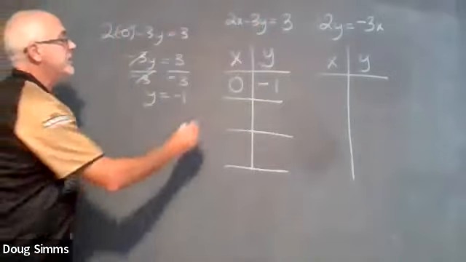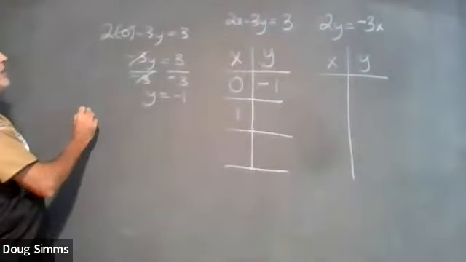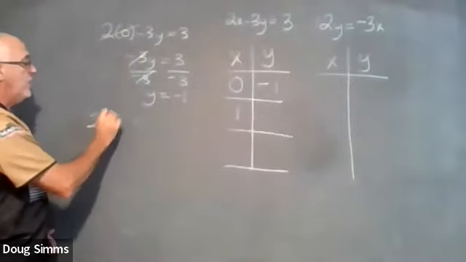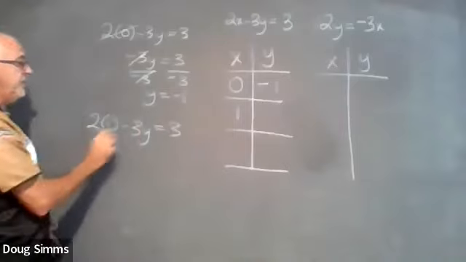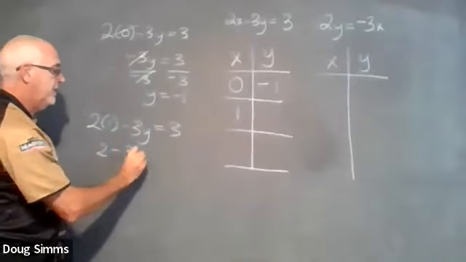If x is 1, I'm replacing the x with the 1 in the equation, and I just copy the rest of the equation. 2 times 1 is 2.